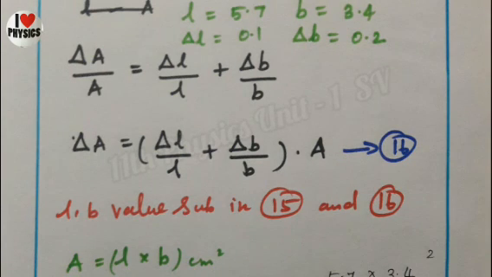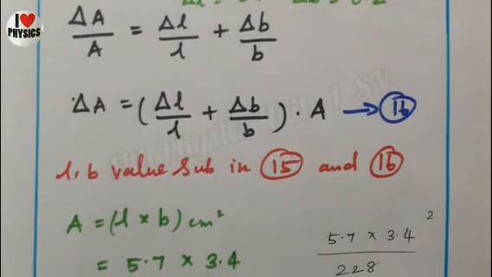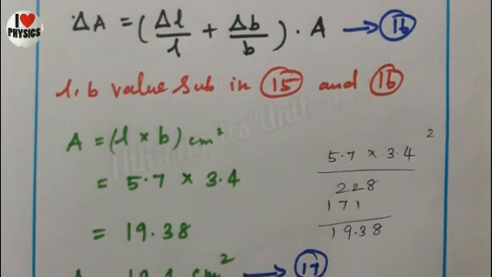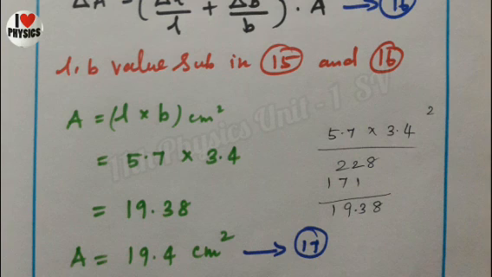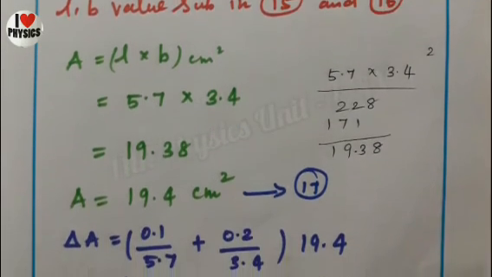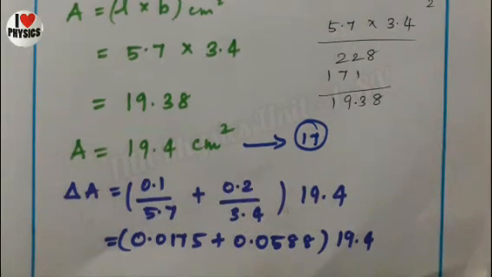So L and B value substitute in this equation. So 5.7 into 3.4. Multiplication of 5.7 into 3.4 is 19.38. So that is, area is 19.38. Rounded value is 19.4 centimeter square. That means the unit of area is centimeter square. This is equation number 17.